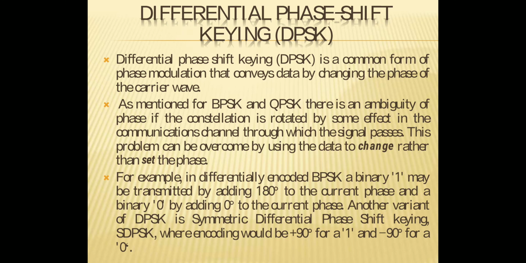For example, in differentially encoded BPSK, a binary 1 may be transmitted by adding 180 degrees to the current phase, and binary 0 by adding 0 degrees to the current phase. That means we are encoding the data such that we are changing the phase of the signal. The current phase is taken as reference.